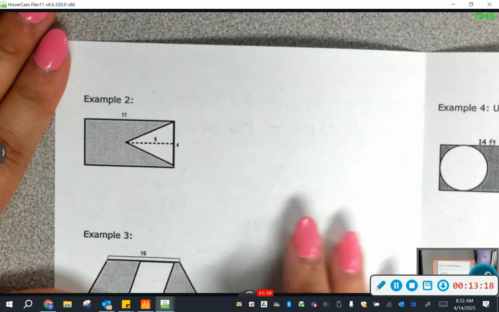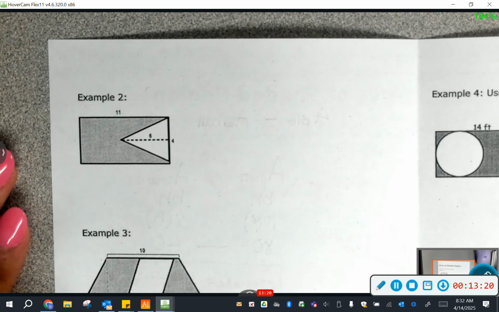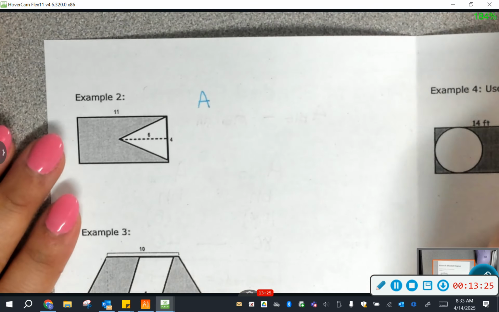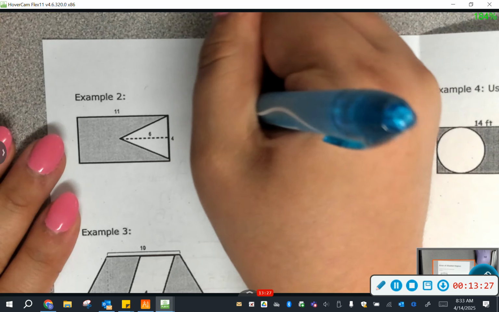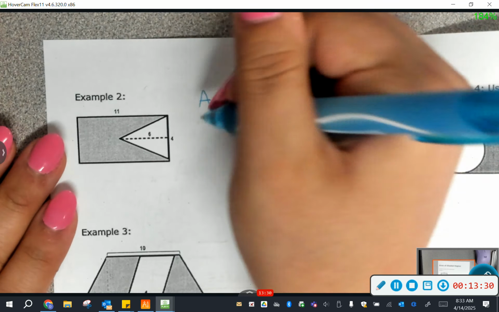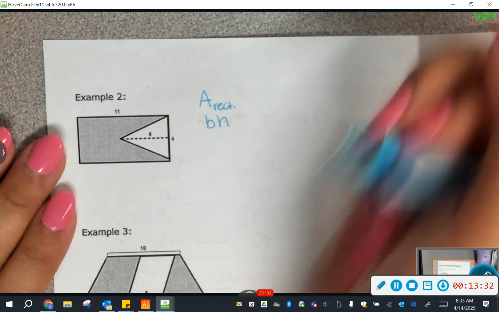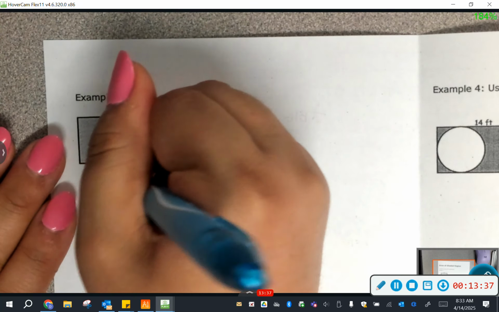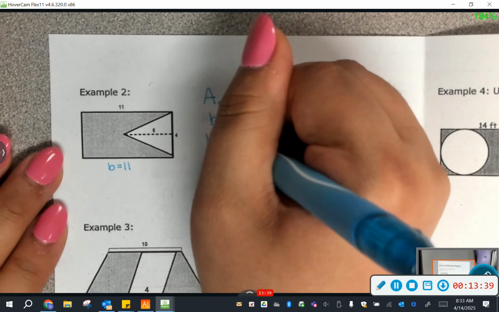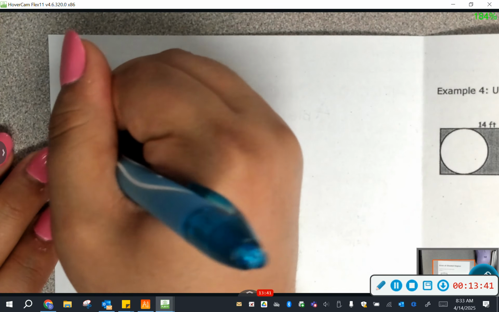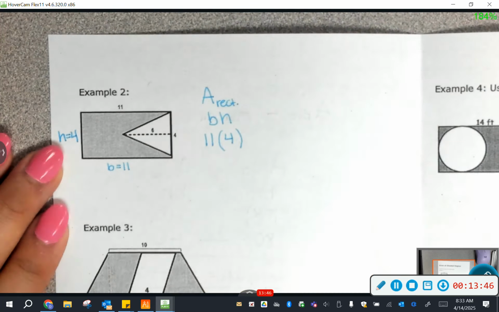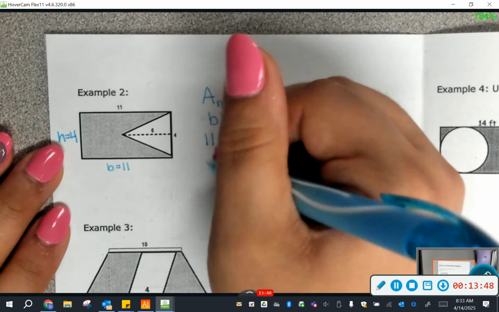All right, it's not too much more complicated. What is my outer shape here? What's my big shape? A rectangle. And a rectangle is BH. 11 is my base. Your height is 4. Do y'all agree the height's going to be the same? So 4. What is 11 times 4? 44.